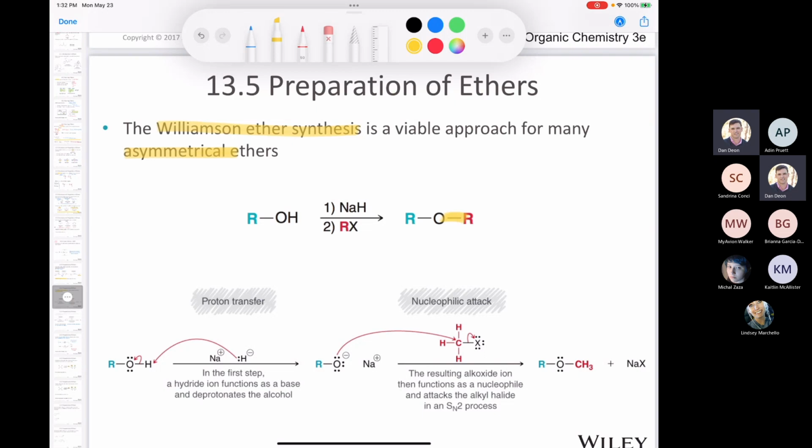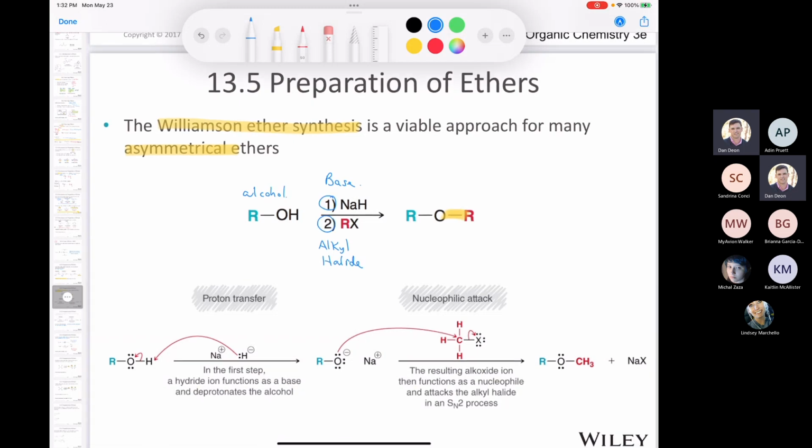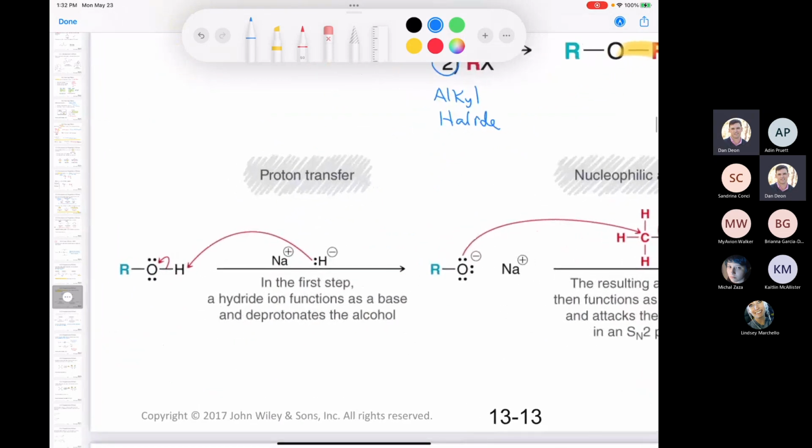So here's what you do to do a Williamson ether synthesis. You start with an alcohol. You treat it with sodium hydride. This is your base, right? Remember, the hydride ion is not a good nucleophile because it's not polarizable, but it's a great base. And then you treat it with an alkyl halide. Well, if it's stepwise, step 1 and then step 2, what happens in each step? The first step is a proton transfer, namely, it's a deprotonation. The hydride attacks the alcohol and removes a proton from that alcohol, and then you end up making an alkoxide.